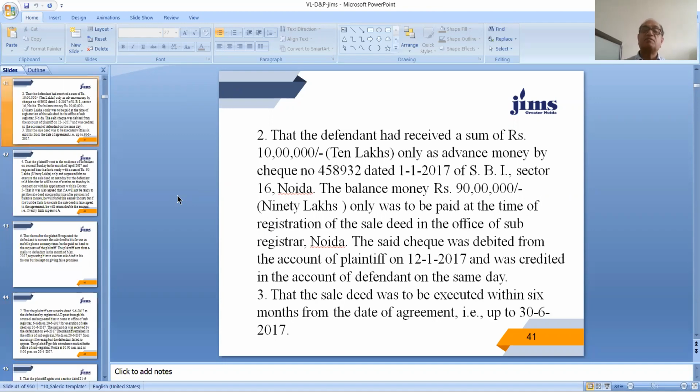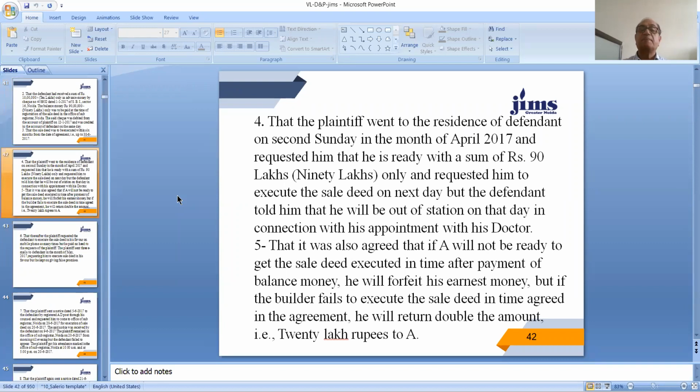Then defendant had received a sum of rupees 10 lakh only as advance money by check number so and so, dated 1/1/2017, of SBI. The balance money, 90 lakh, was to be paid at the time of registration of the sale deed in the office of sub-registrar Noida. The said check was debited from the account of plaintiff on 12th January and was credited in the account of defendant on the same day. And third point, sale deed was to be executed within 6 months from the date of agreement, that is up to 30th June 2017.